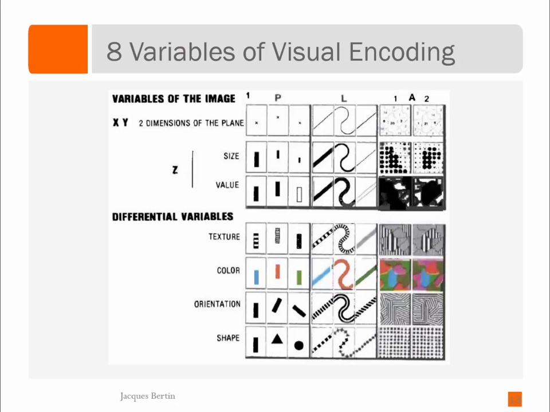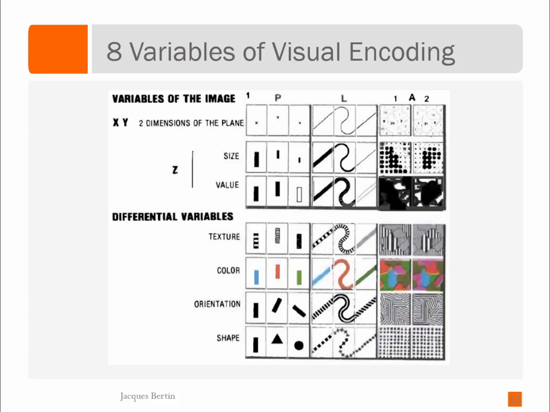Then we move to texture. So with texture, is something bumpy or smooth? Then we move to color. And color comes into our understanding of how different colors of light are processed by our eye, and we will go into that in some detail. Orientation, so are things in one direction or another? And then, of course, shape.